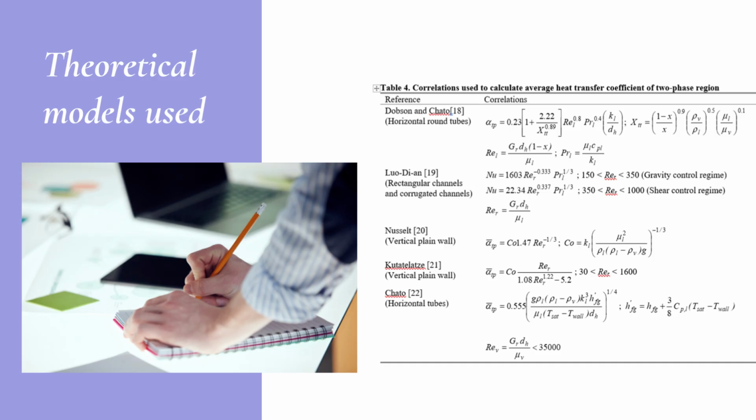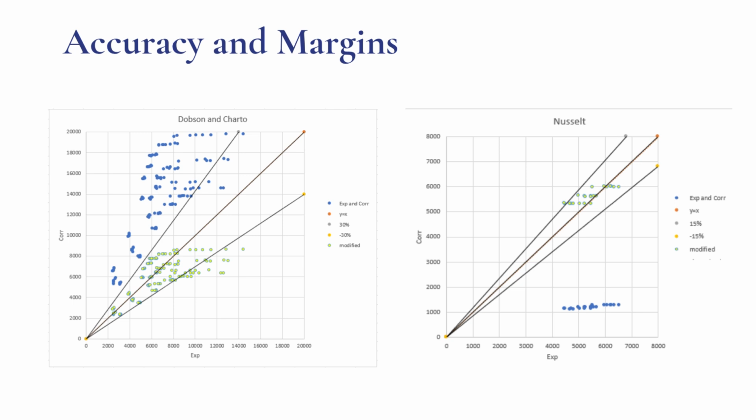To compare our experimental values, we applied several well-established theoretical models, including the Dobson and Chato correlation, Lo-Dian correlation, Nusselt and Kutateladze equation. These correlations take into account parameters like vapor quality, flow regime, and refrigerant properties to estimate the heat transfer coefficient. We then compared the theoretical values with our experimental results.